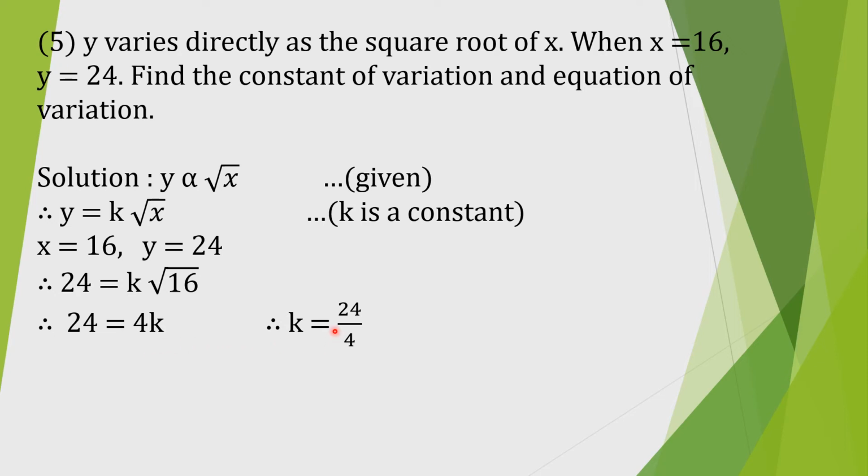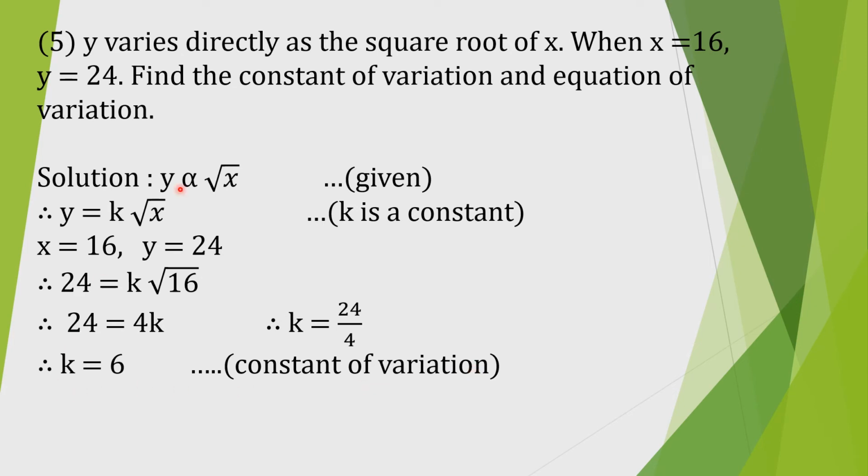Now therefore k is equal to 24 upon 4. This 4 will come this side, it will become upon. So k is equal to 24 upon 4. So both can be divisible. Yes, students. So you'll get value of k is equal to 6. This is constant of variation.